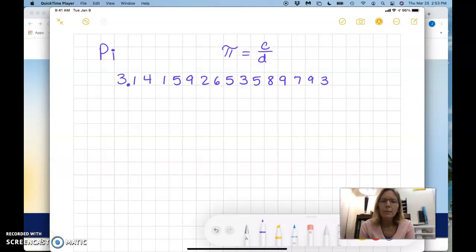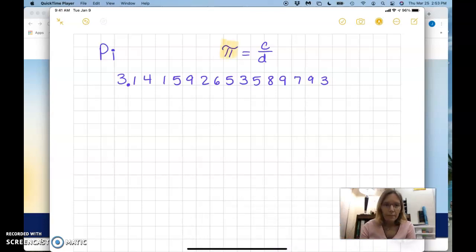Hello, so today is our Pi Day celebration and our Pi Day activity. So pi is the circumference of a circle divided by the diameter of a circle. And this is the symbol for pi. Now if you put pi into your calculator, you're going to get this long decimal that you see here.